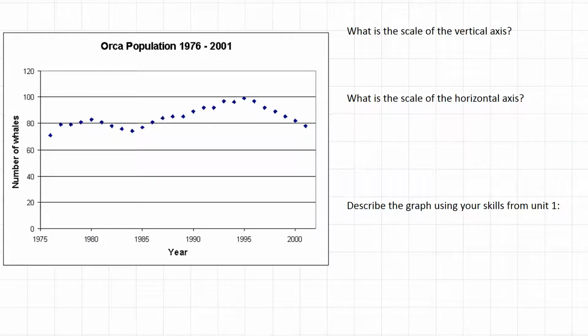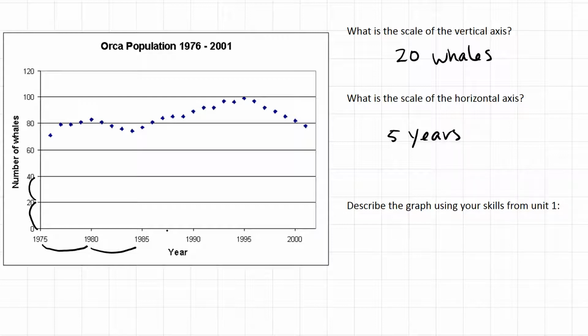So here's a graph of the population of the resident killer whales in the local area. We're going to do some calculations on this graph, but first we want to ask, what is the scale of the vertical axis? The vertical axis is the axis that goes up and down, and it goes up by 20s. So 20 what? 20 whales. It says the number of whales on the vertical axis. What is the horizontal scale? Well, each tick is a spread of 5 years.